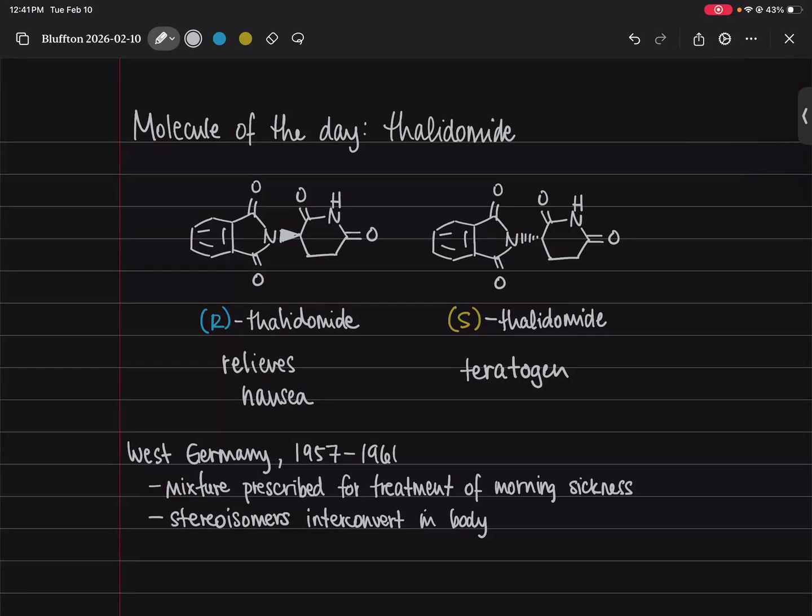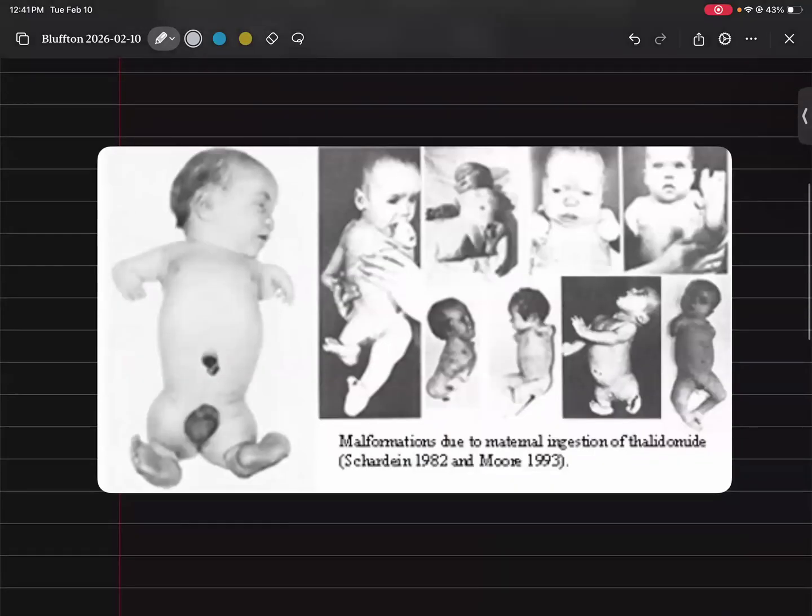And so the women that took this for their morning sickness had babies that looked like this. So generally speaking, missing arms and legs, or I think in most of these cases, just missing bones in the limbs. So they just had floppy limbs. And most of these kids grew up to have their arms or legs amputated, just because their mom took a medicine for morning sickness.